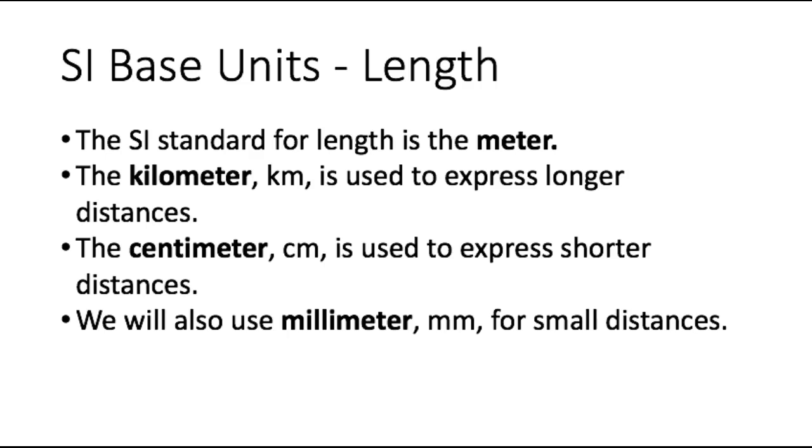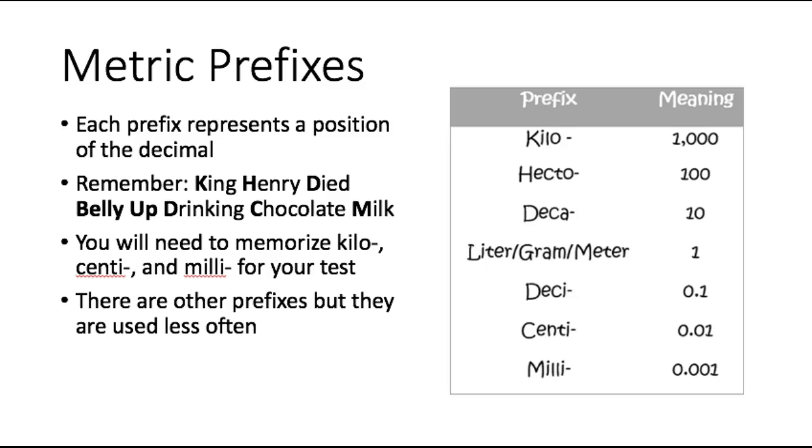The base unit for length, as we mentioned before, is meter. Sometimes kilometer is used. The abbreviation for that is km when there's a longer distance. When we're talking about shorter distances, we may use centimeters or millimeters. So what is the deal with these metric prefixes? Well, each prefix represents a position of the decimal, and the metric system is based on a unit of 10. So each time you move one spot, you're talking about a factor of 10.